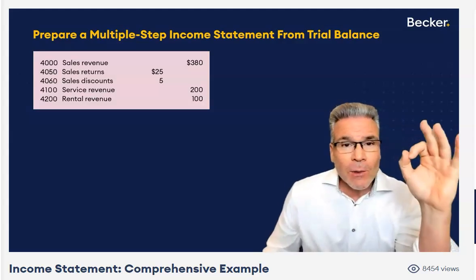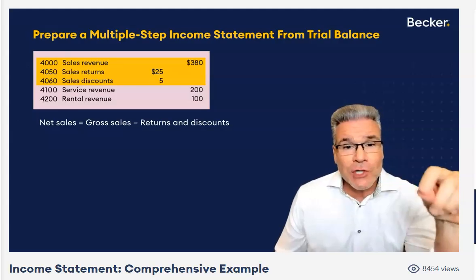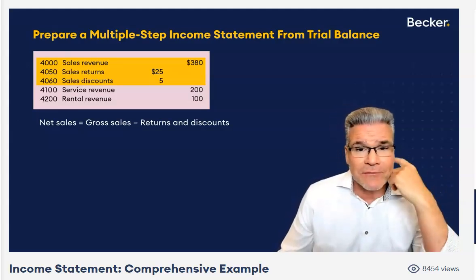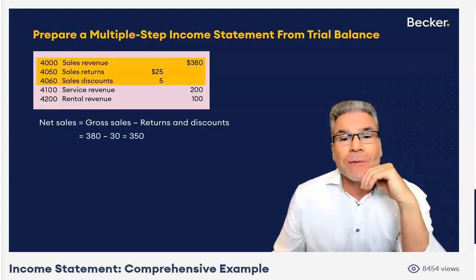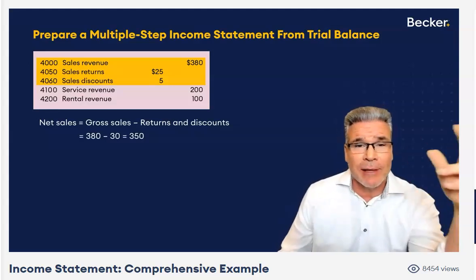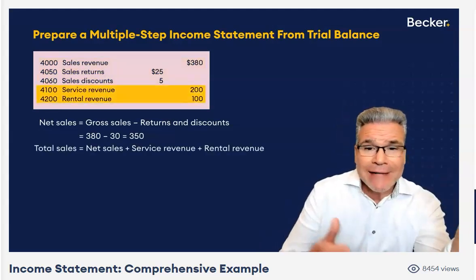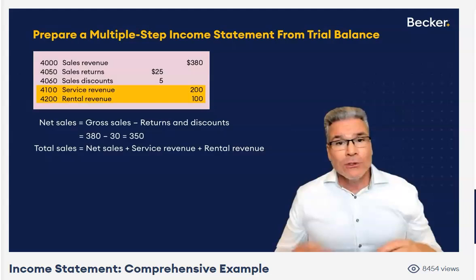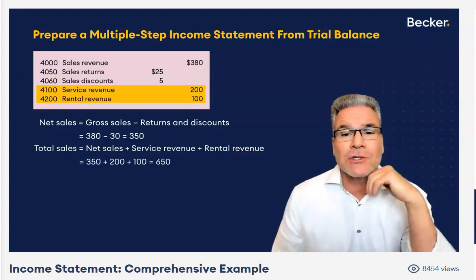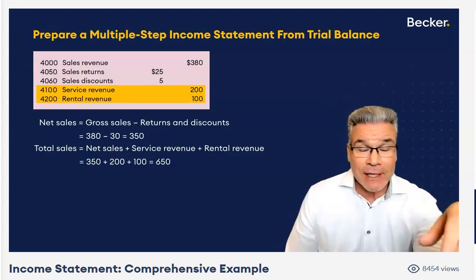So first thing we want to do is take our gross sales, the sales revenue from the goods, take your returns and discounts, the 25 plus the 5, subtract that from the sales revenue of 380. We want our net sales from the goods, so that would be 350. Then we have sales revenue from our services and rent. Add all three together. Total sales from our core business looks like then 350, the 200, the 100, 650.